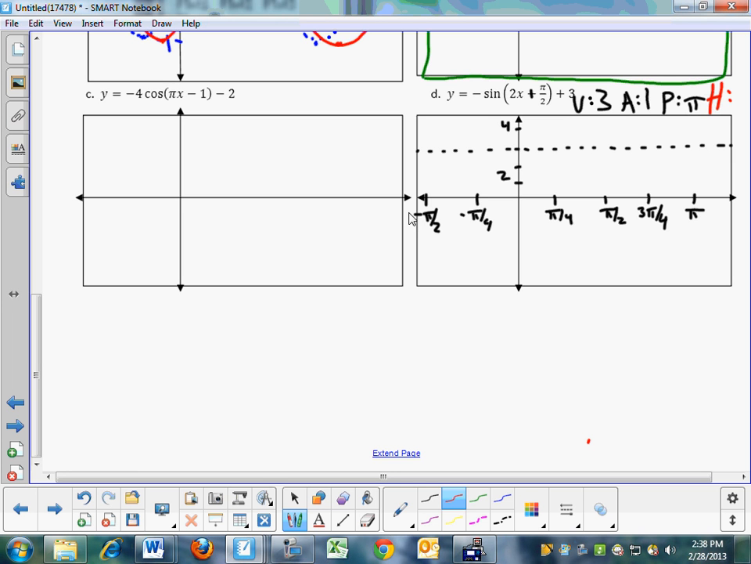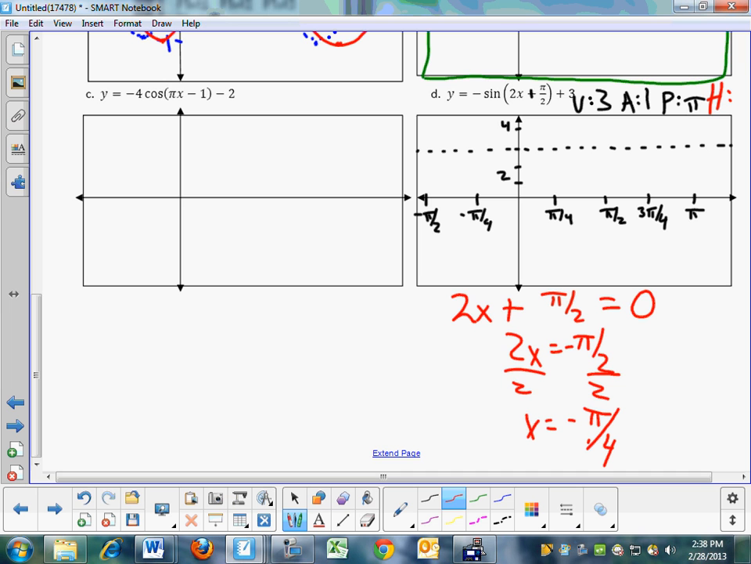Horizontal shift, I take the inside, 2x plus pi over 2. We set equal to 0 and we solve. 2x equals negative pi over 2, divide by 2, x equals negative pi over 4. Horizontal shift is negative pi over 4. How does that compare to our graph? It's 1 tick mark to the left.